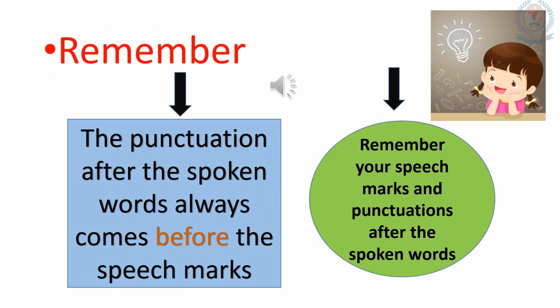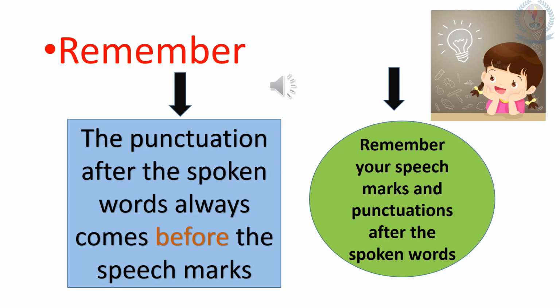Remember, the punctuation after the spoken words always comes before the speech marks. We learned in the earlier slide how we used the comma, question mark, and the exclamation mark. We use them after the spoken words and before the speech marks. So that shows what direct speech is, the actual words that are spoken by a person.